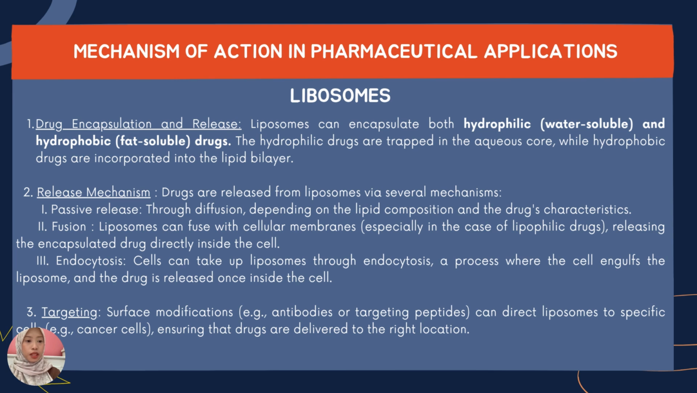The first one is passive release, through diffusion depending on the lipid composition and the drug characteristics. The second one is fusion. Liposomes can fuse with the cellular membrane, especially the lipophilic drug core, and release the encapsulated drug directly inside the cell. The last one is endocytosis. Cells can take up liposomes through endocytosis, a process where the cell enfolds the liposome, and the drug is released once inside the cell.